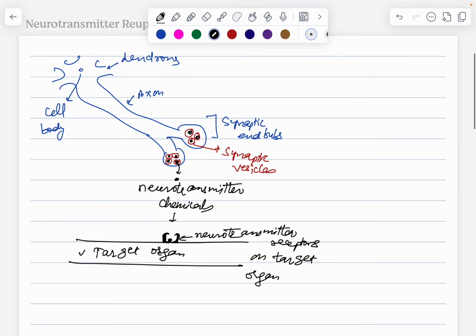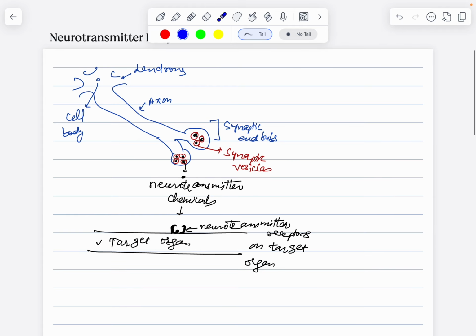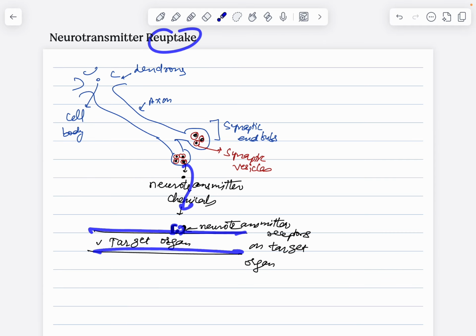Now what reuptake over here means is that once a neuron has released a neurotransmitter, the neurotransmitter will go and attach to the target organ's membrane and will basically regulate the actions of the target organ. After regulation of the actions of the target organ, what exactly is going to happen to the neurotransmitter? Will it linger on here forever? Obviously not, because the target organ, let's say, is a muscle, and the neurotransmitter is actually contracting the muscle.